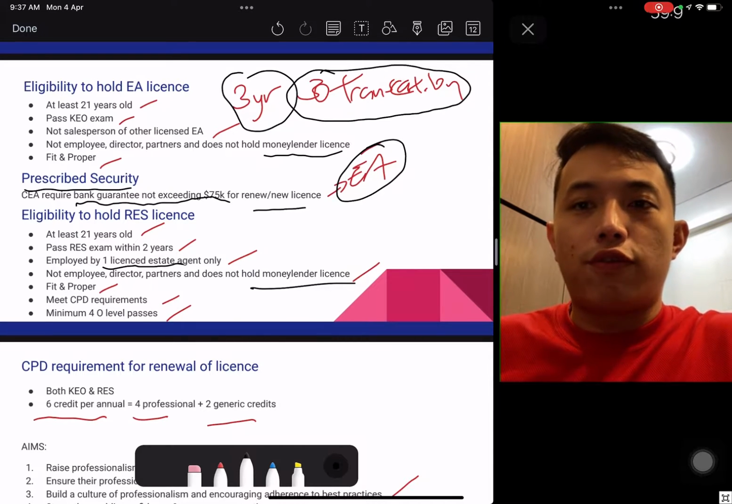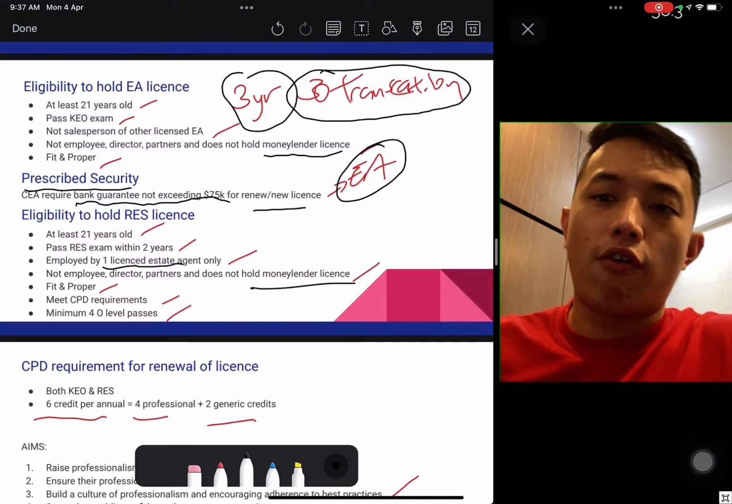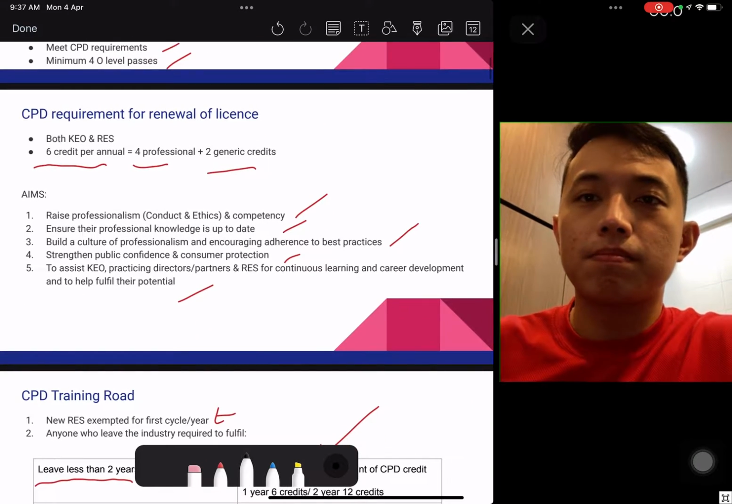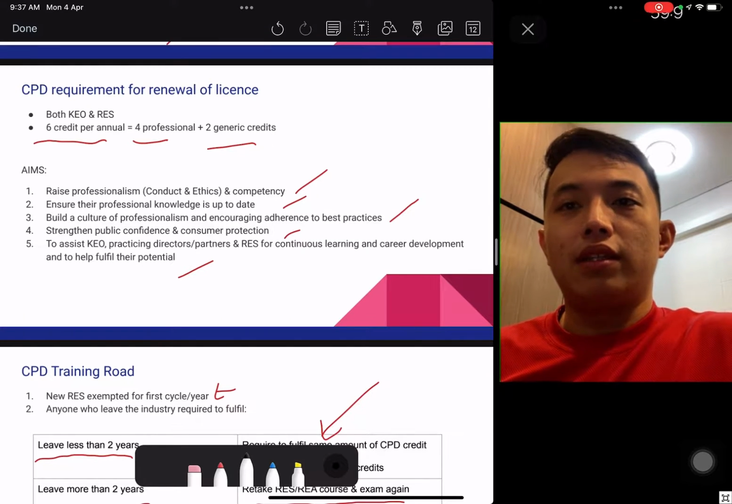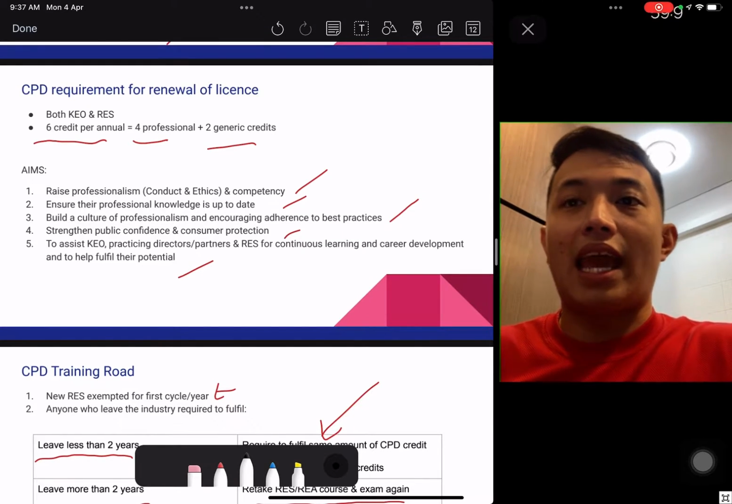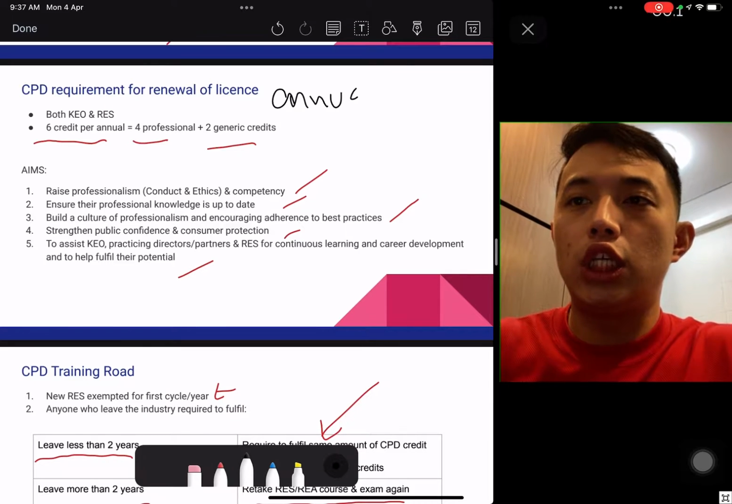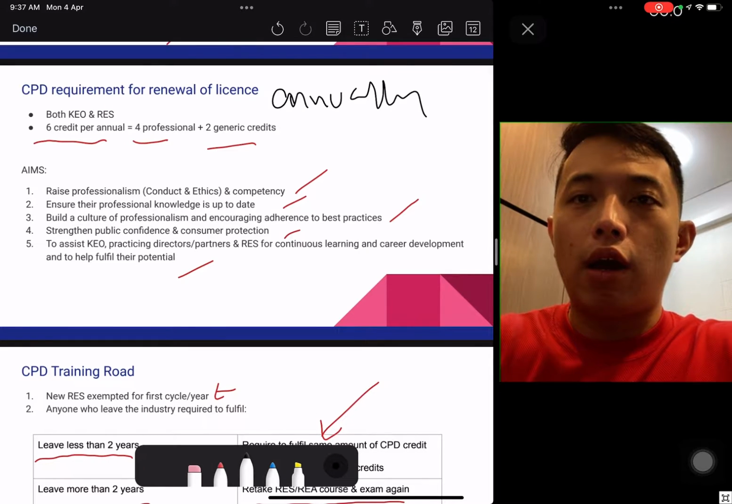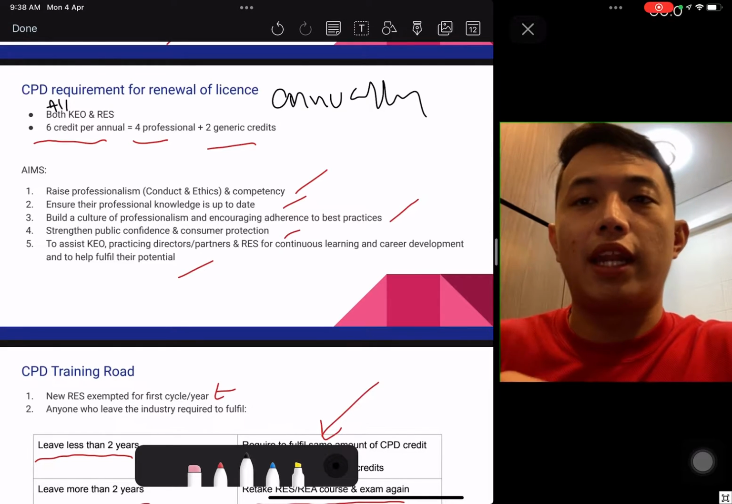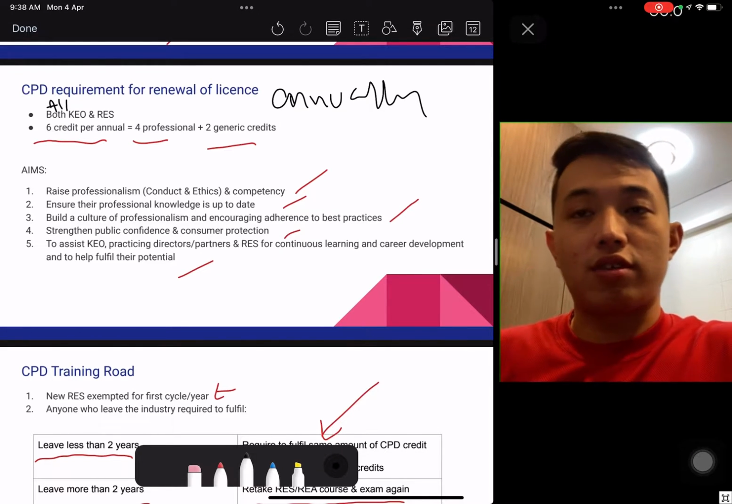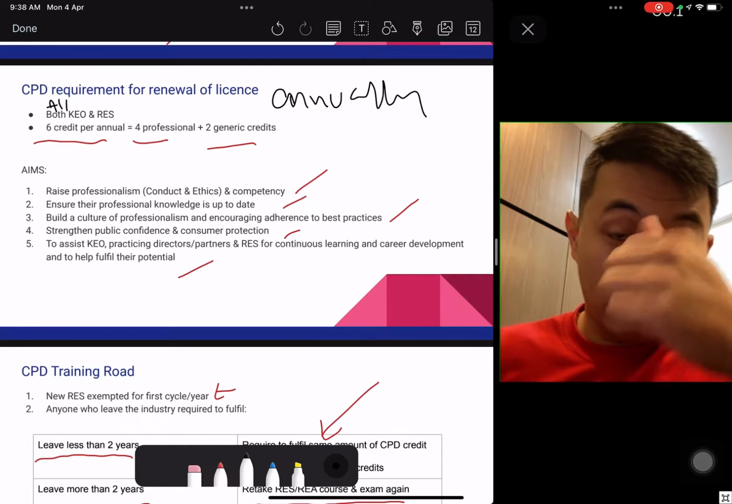Okay, so to be an RES, you must have a minimum of 4 O-level passes. The CPD requirement to renew the license must be done annually. KEO and RES must do 6 credits per annum. 4 credits will be on the professional side and 2 credits will be generic credits.